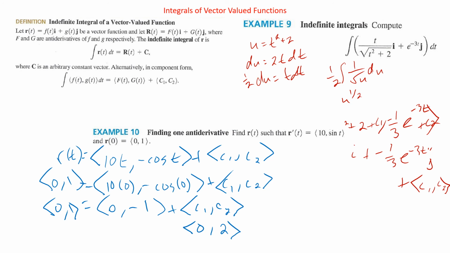That's the constant. Now we could leave it outside, or we could combine it into one. So we have r of t will equal the 10t plus 0, comma, the negative cosine t plus 2, or 2 minus cosine t. So we can take that plus c and we can move it to the inside piece by piece. It's just vector addition. We add each component separately.